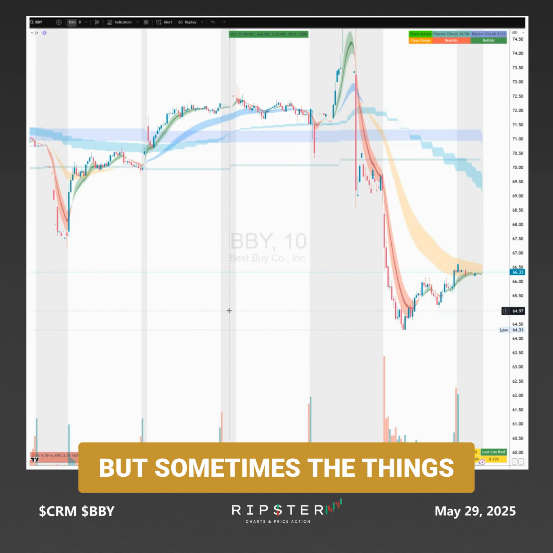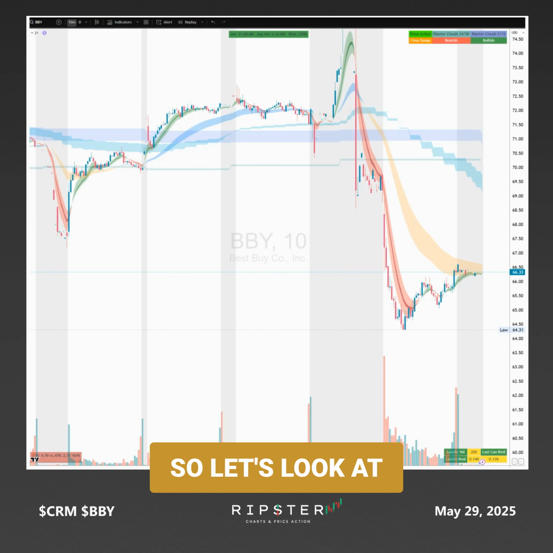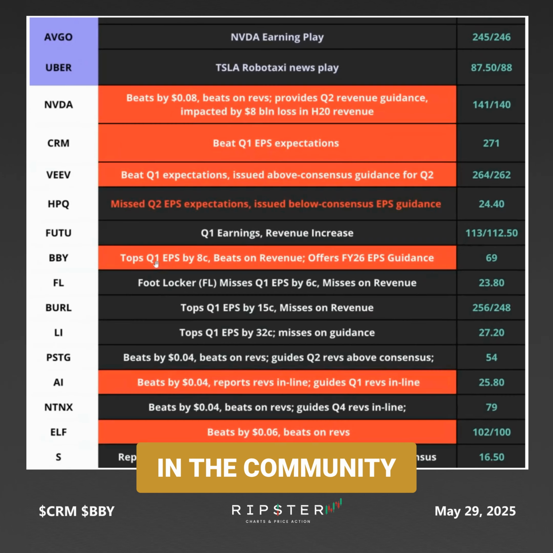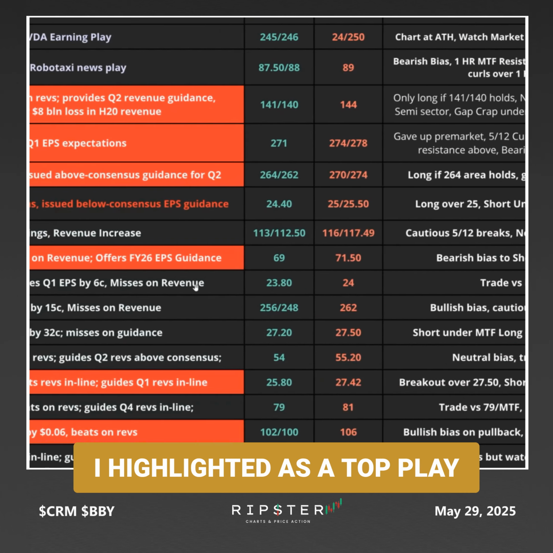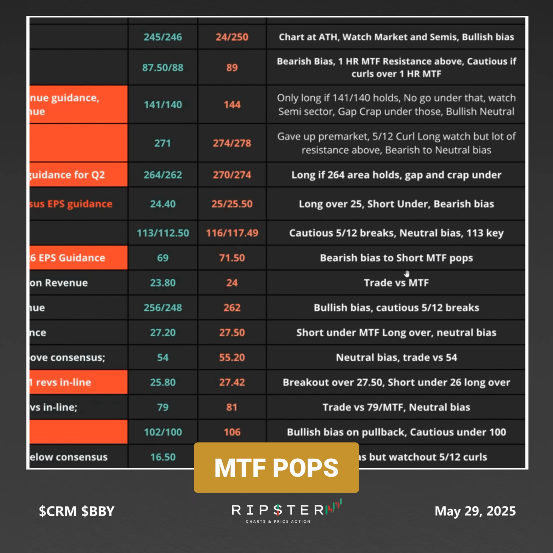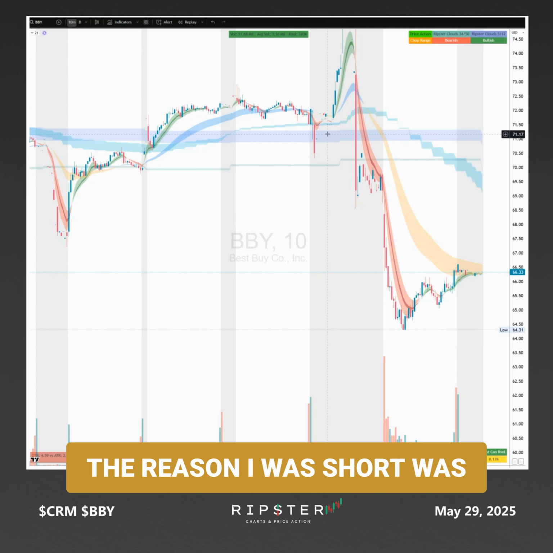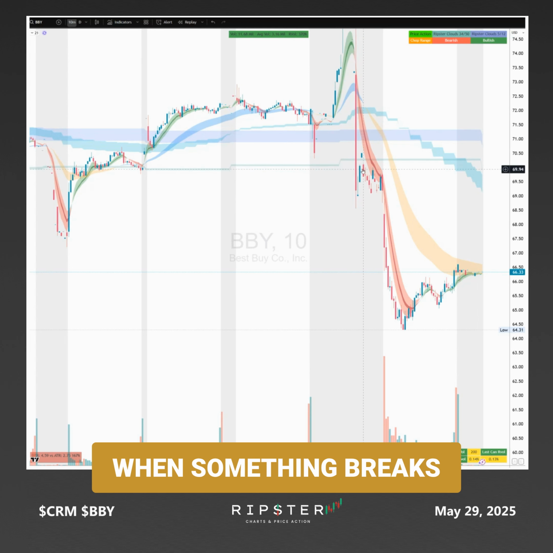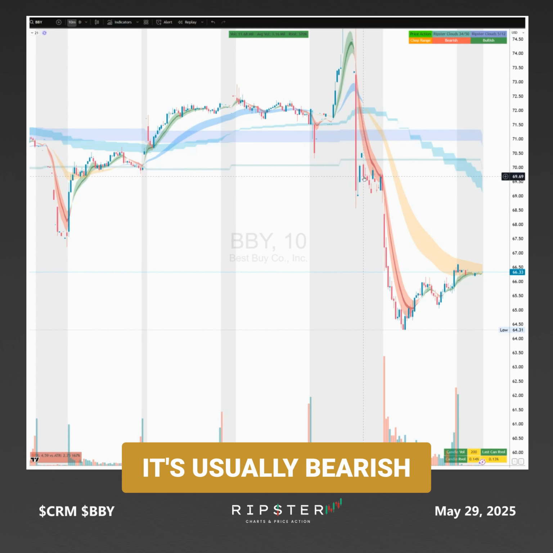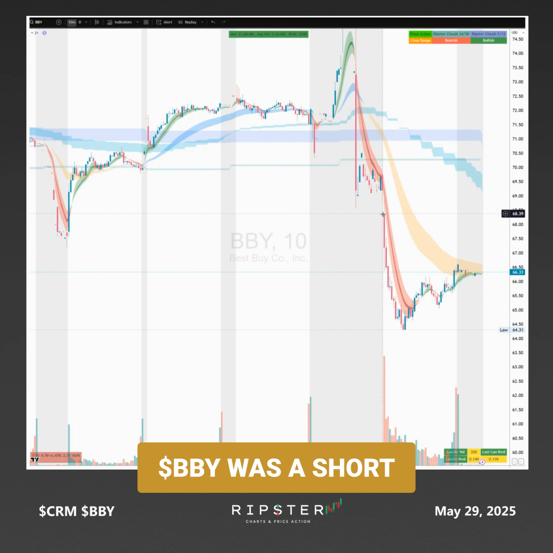But sometimes things will not bounce. They will be all-day shorts. So let's look at another earnings play that we played in the community, BBY. I highlighted it as a top play, bearish bias to short MTF pops. So that was the plan. 16-hour support, 71.50 is the resistance. The reason I was short was it was breaking all the MTF clouds. When something breaks all the MTF clouds, guys, it's usually bearish unless it pushes back over the MTF cloud. So right away, BBY was a short.